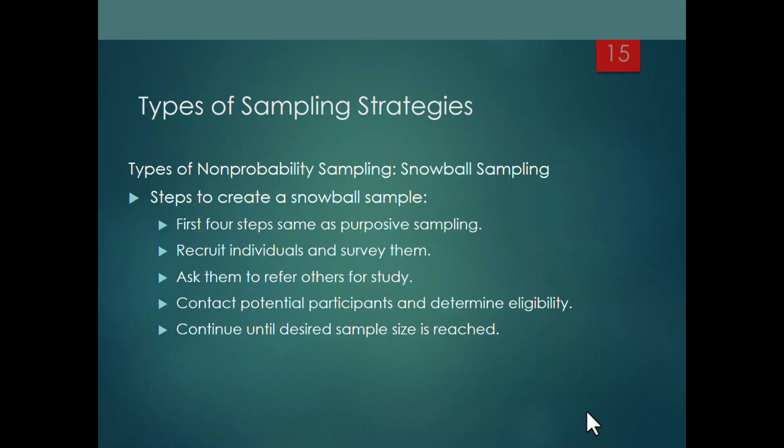So the steps to create a snowball sample: the first 4 are the same as a purposive sample, right? Where you basically define your population, you identify the inclusion and exclusion criteria, you identify ways to recruit those people who meet the criteria, and you determine your sample size. Once you do that, then you also want to recruit individuals and survey them. You want to ask them to refer others to the study. Then you also want to contact those potential participants and determine if they're eligible or not. And you want to continue doing this until you reach your desired sample size.